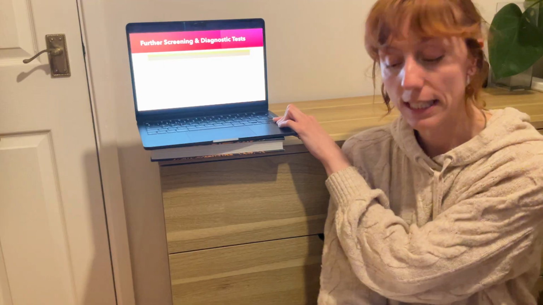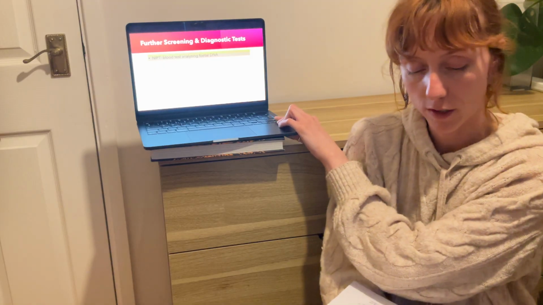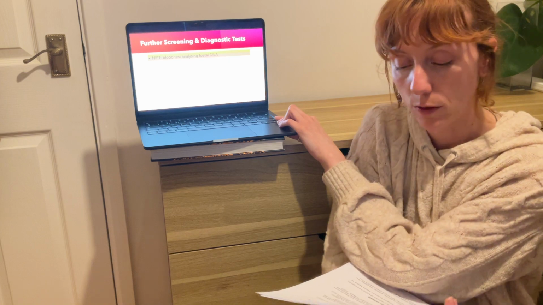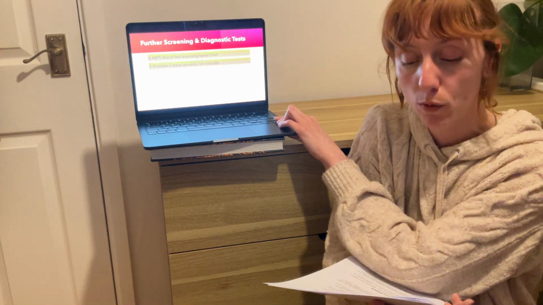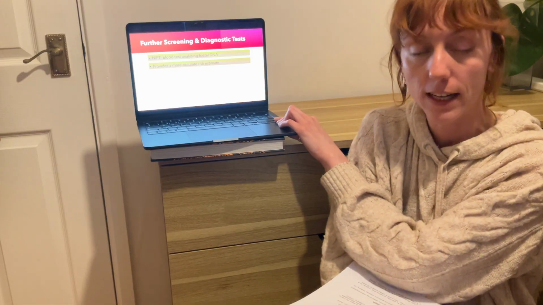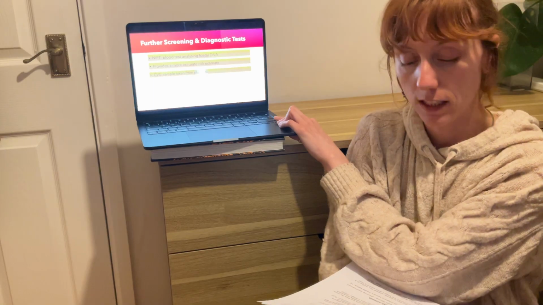If the combined screening test shows a higher likelihood of a condition, further tests may be offered. One option is non-invasive prenatal testing, or NIPT, which is a blood test that analyses small fragments of the baby's DNA circulating in the mother's blood. This provides a more accurate estimate of risk.